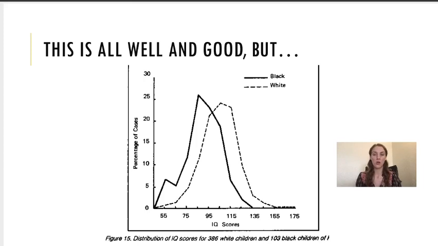So if we take a look, we see the general normal curve shape that we would expect, right, with both groups having means or averages towards the center here. But we do see a specific discrepancy between our two groups, right? We do see that the black children are scoring generally lesser than white children, and this was used in a segregationist argument. So what's the problem here?